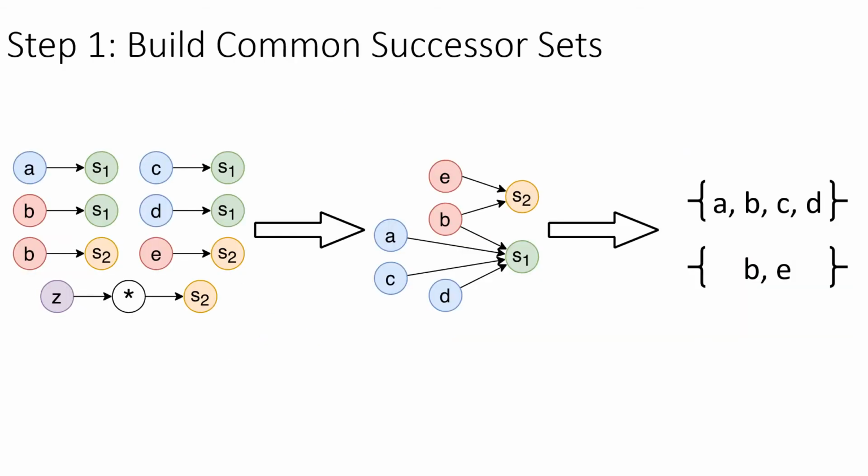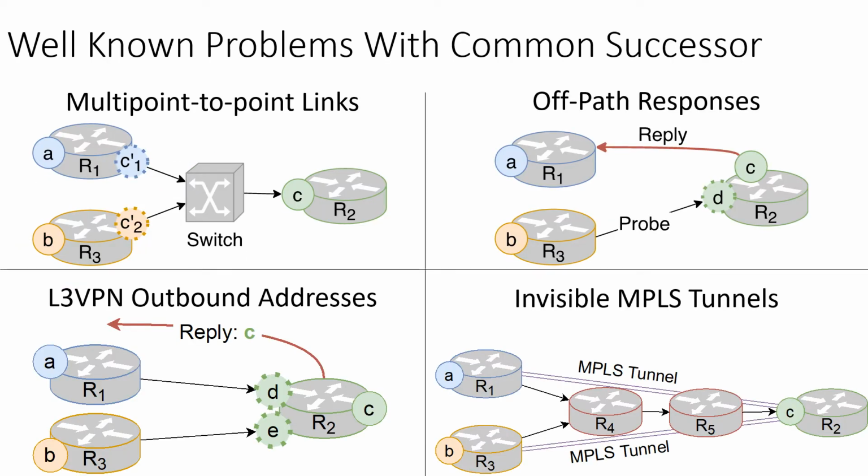So the first step is to build these sets of candidate aliases. I take the traceroutes, turn them into an interface graph, and then build the sets of common successors. Obviously, there are well-known problems with this inbound assumption, which is why I don't use it by itself as alias resolution. For example, this isn't going to be true for multi-point-to-point links such as IXPs.